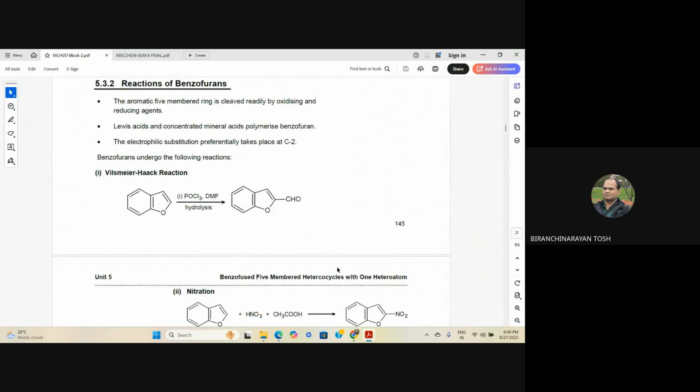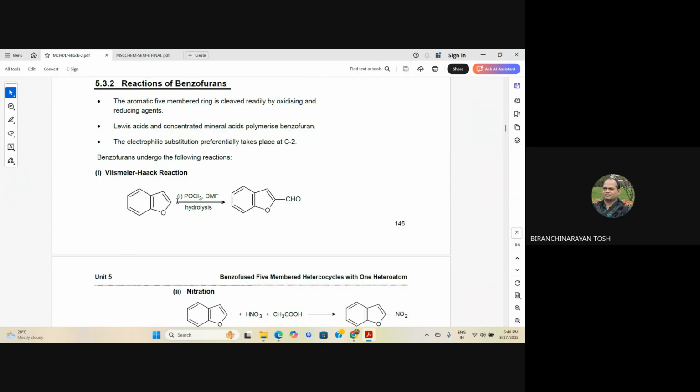Then moving towards the reactions of benzofuran. The aromatic 5-member ring is cleaved readily by oxidizing and reducing agents. Lewis acids and concentrated mineral acids polymerize benzofuran, and electrophilic substitution preferentially takes place at C2. In case of the earlier one, indole, it was at C3, but in case of benzofuran, it will be at C2.